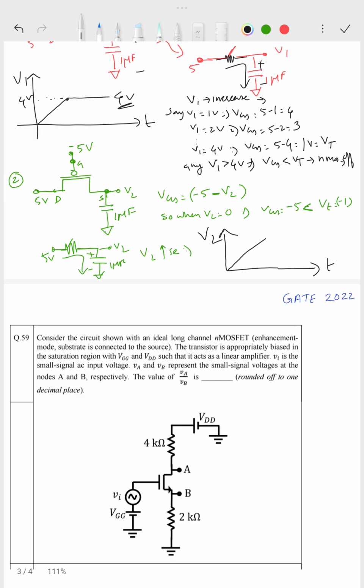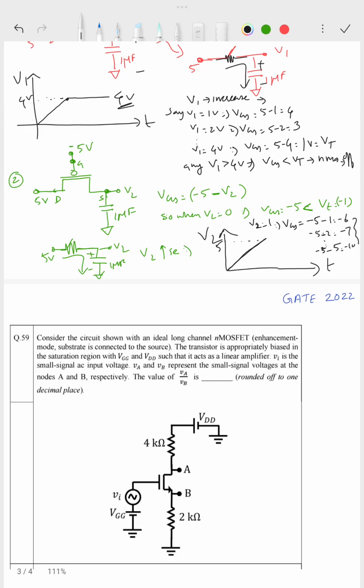Similar to that, if V2 equals 1 volt, what happens? VGS will be equal to minus 5 minus 1, so it is minus 6. PMOS is on. Similarly if V2 is 2, it is minus 5 minus 2, it is minus 7. And if the capacitor charges to 5, it will be minus 10. So for all these values, the MOSFET is on. PMOS is on. So definitely for this case V2 will increment till 5 volt.